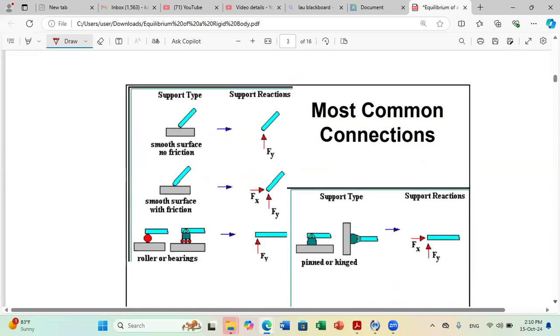Okay. Now, yes? Please repeat the first one. Yes, the roller. I didn't understand it. The roller. Okay. Yes, please.